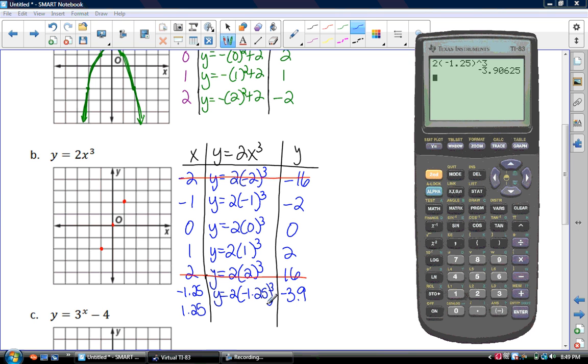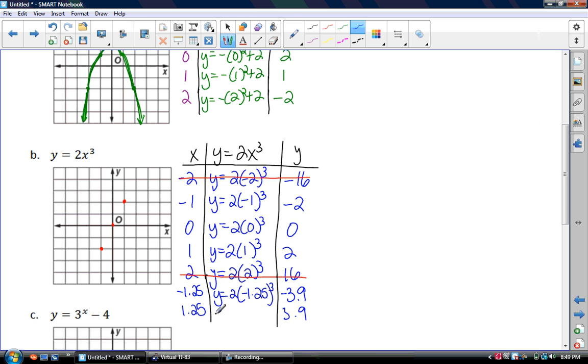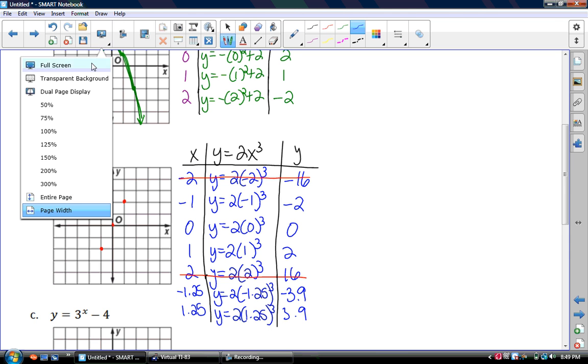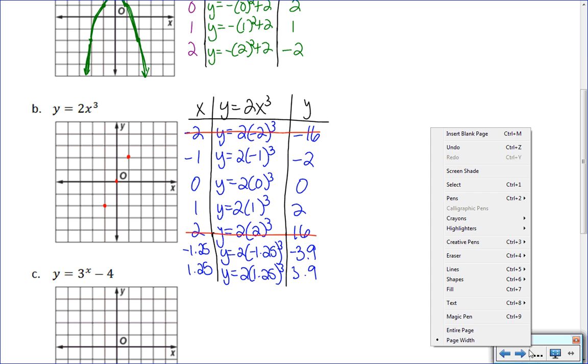So we just want it to be close. And as you may suspect, 1.25 will probably give us +3.9. But let's do it anyway, just to make sure. So 2 times 1.25 to the third. And yes, we get 3.9 approximately. Okay, so let's go ahead and plot those additional points on the graph and see what our whole graph looks like.